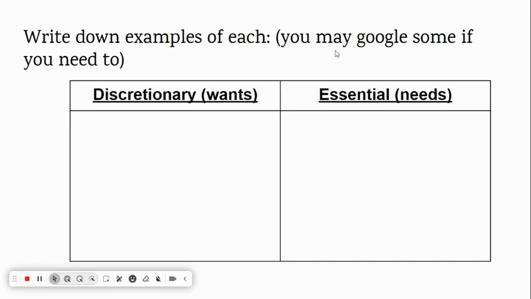Alright, welcome back. I'm going to go ahead and show you some of the things that we came up with for wants and needs, but that obviously might be different from what you listed. So you kind of want to look and see, did you put things in the right column?